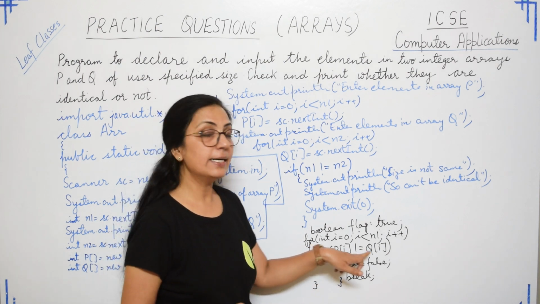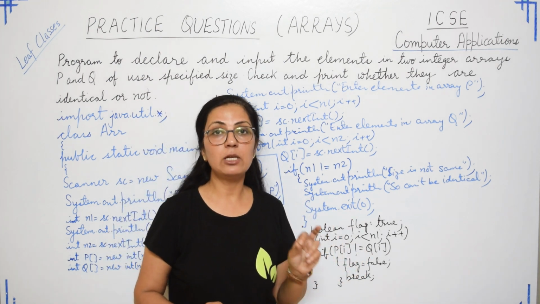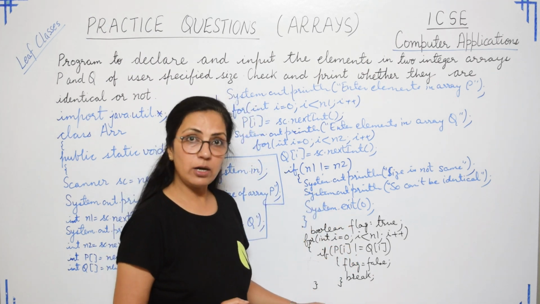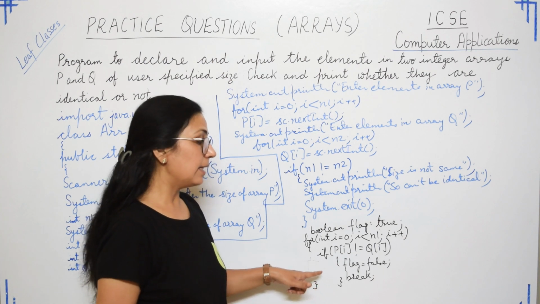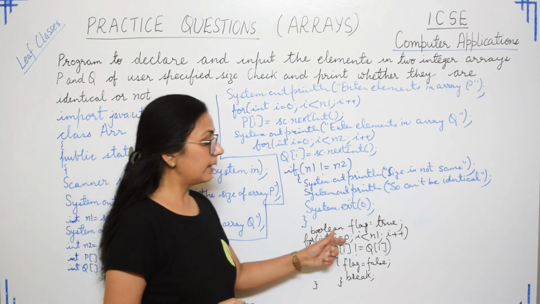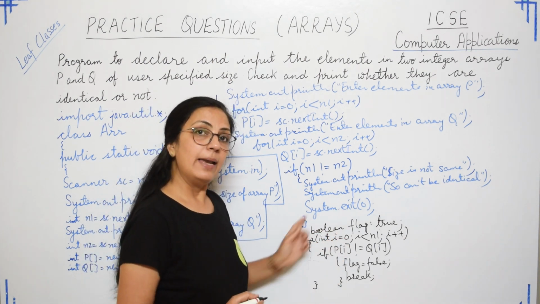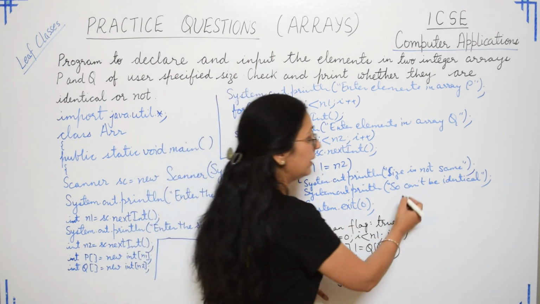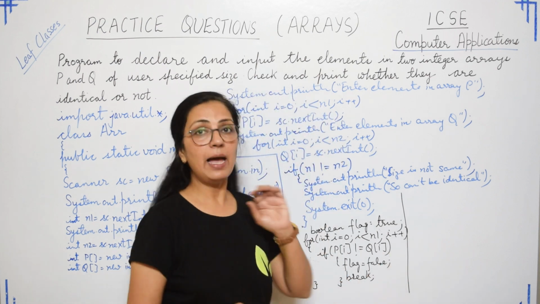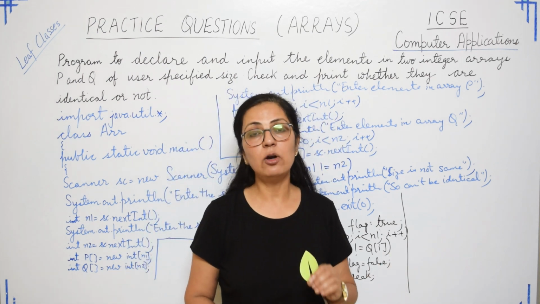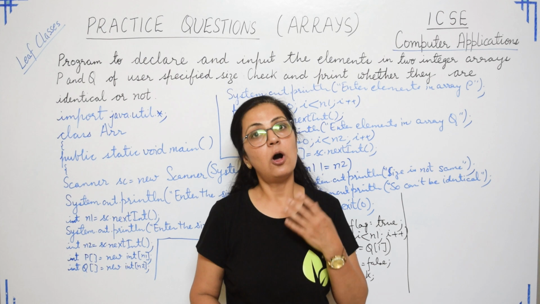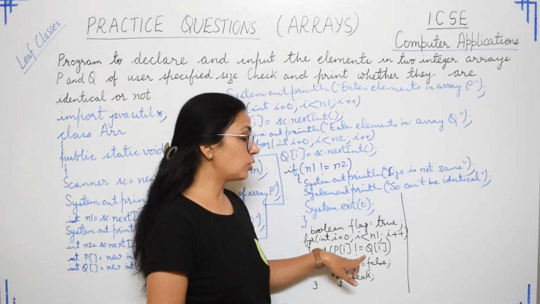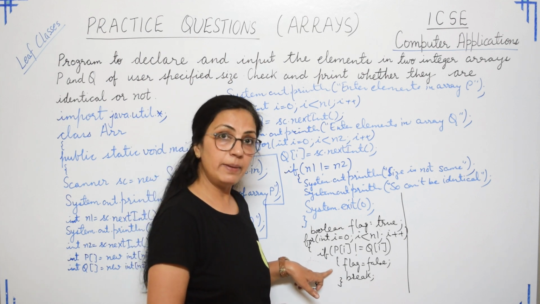And if they are the same, say the value of p[0] is 1 and q[0] is also 1, then this block will not be executed and in that case, it will read the next subscript value. Like this, it will continue till the last subscript. After that, we have to check whether the value of flag is still true or it is false. At any moment, if this condition is true, then the flag value will become false.